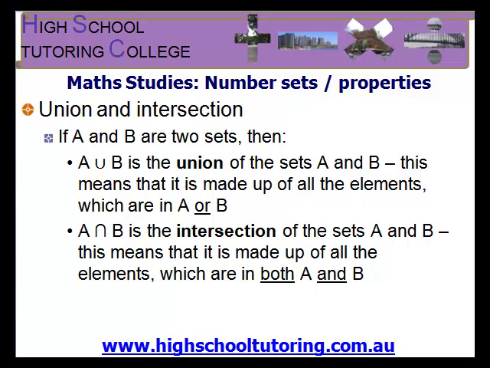Overall, if A and B are two sets, then A union B is made up of all the elements which are in A or B, every single element which is in either set. A intersection B is made up of all the elements which are only common to both A and B.